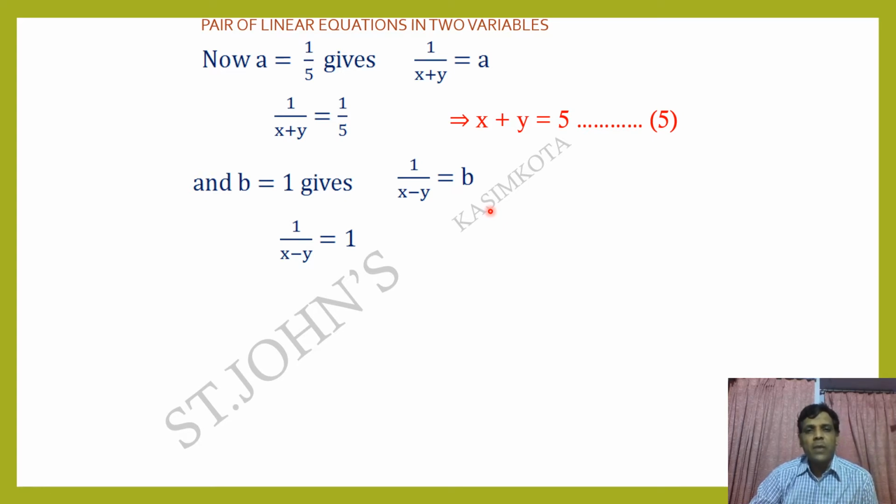Here 1 means 1 by 1. Now cross multiplication: 1 into 1, 1; 1 into x minus y, x minus y. This is written as x minus y equals 1. Are you clear? Again, 1 into x minus y, so x minus y equals 1. That implies x minus y equals 1. This is the sixth equation.